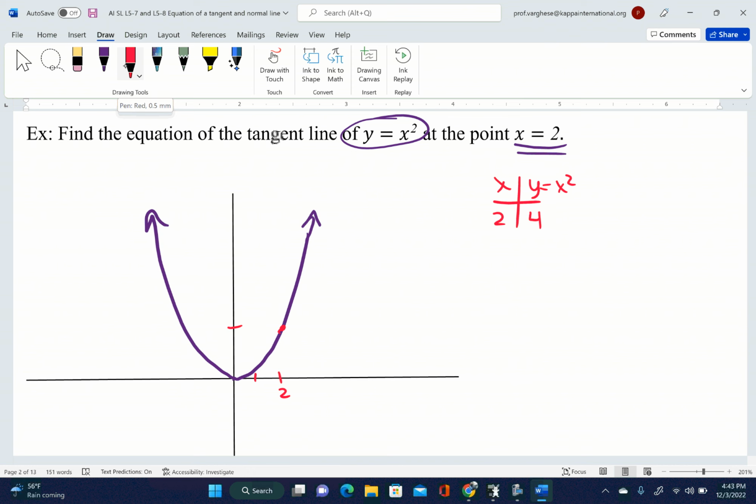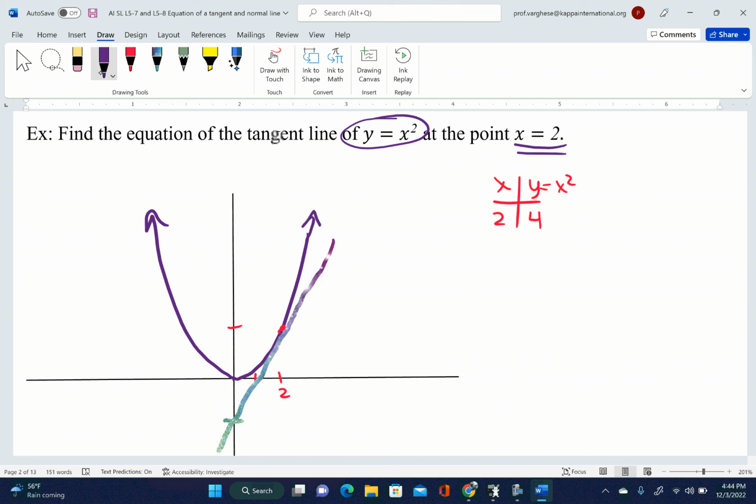Okay, so now I want to find the line that is tangent to this. So let me just go ahead and do my best with drawing a tangent line. Let me make some inferences right here. This line right here, the tangent line, should have a positive slope. My y-intercept of this line should be a negative number. Okay, so that's what I should get when I have my actual equation done.